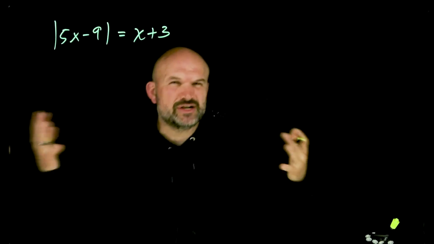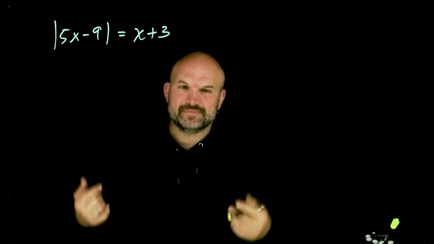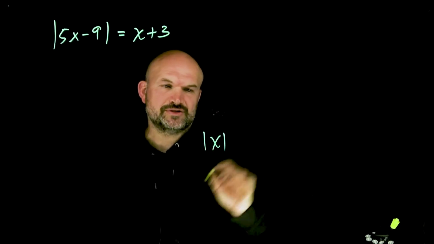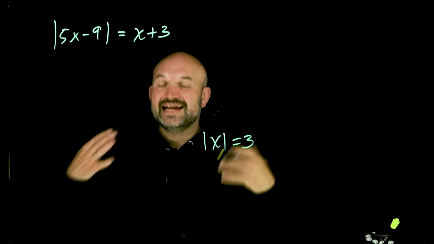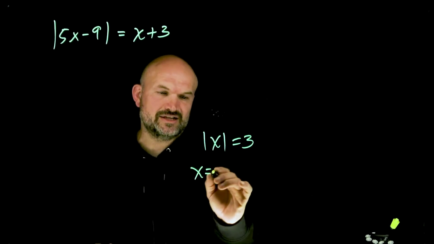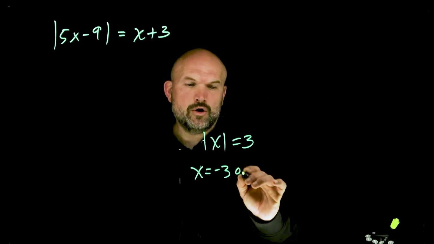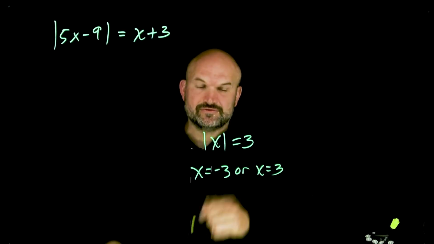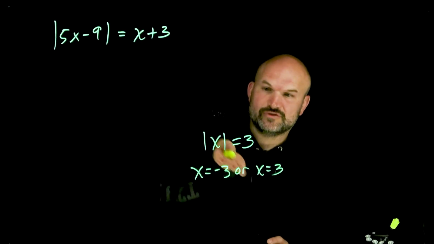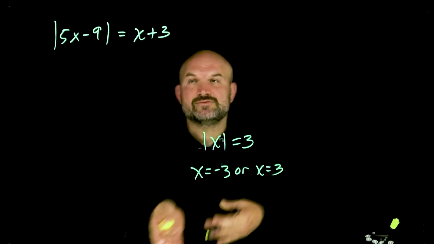Okay, so everything's pretty straightforward. We have the absolute value of 5x minus 9 equals x plus 3. Now remember, when solving an absolute value equation, like if I have the absolute value of x equal to 3, it's important to understand that we have two different options, right? x could equal a negative 3, because the absolute value of negative 3 is still 3, or x could equal a positive 3, because the absolute value of 3 is also equal to 3. So we need to take two cases, the positive as well as the negative.